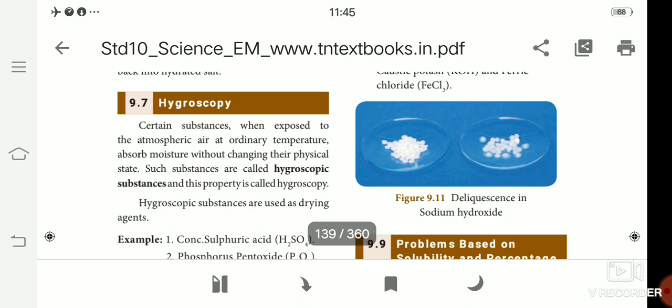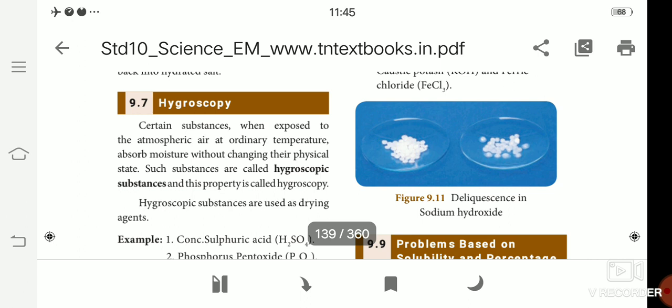Then the solved problems. In the solved problems, we calculate solubility, mass percentage, and volume percentage. Take your classwork note and write the first problem. 1.5 gram of solute is dissolved in 15 gram of water to form a saturated solution at 298 Kelvin. Find the solubility of the solute at that temperature.